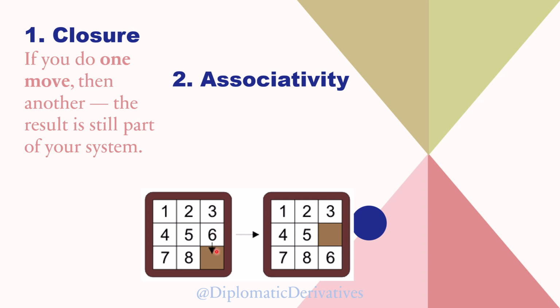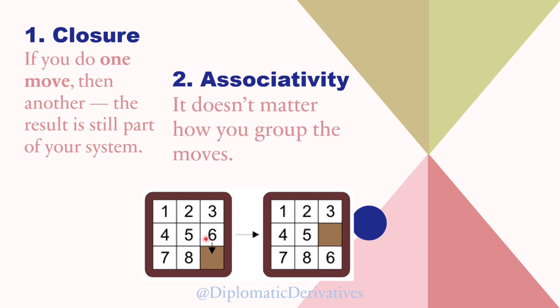If you do one move, the result is going to be a similar move, which is a part of the system. Therefore, the system is closed under this action. Second is associativity. It doesn't matter how you group the moves.